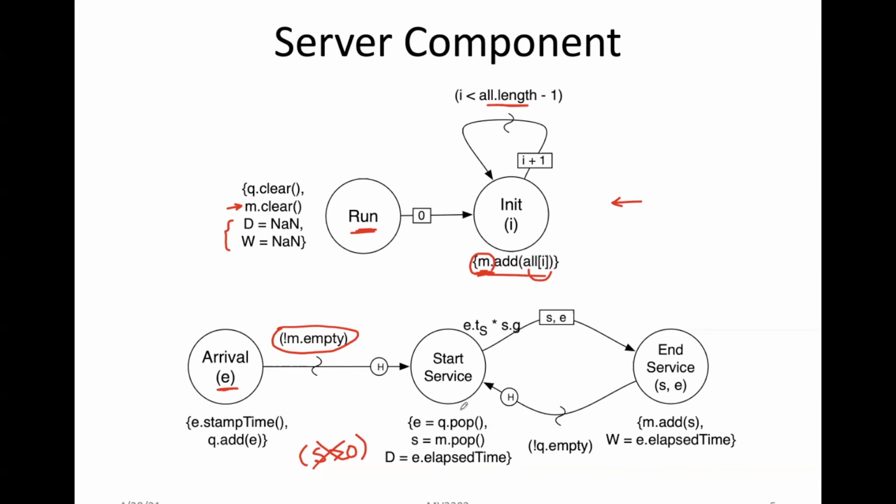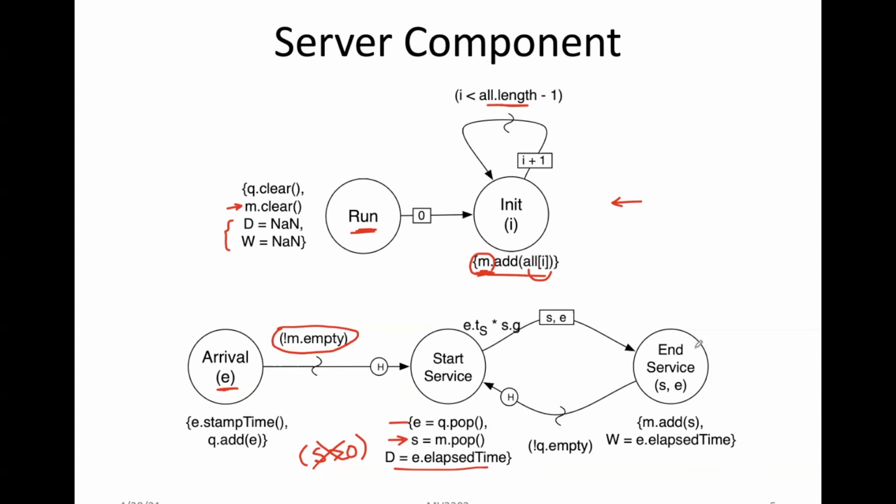Okay, so now let's look at start service. Now see, in the past, for our entity server model, we popped off our customer. We're doing that here too. But now we need a server object. And so we're going to pop that off our available servers here. And then our delay in queue is still our elapsed time. We've done that before. So now we have that available.